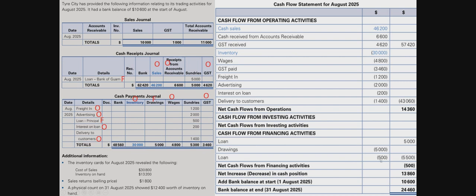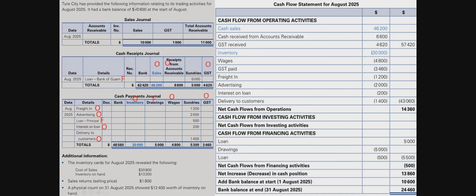The next step after you've done each individual category is figure out the net increase or decrease in the cash position. And that is simply by adding all the net cash flows from each section. So in this case, we add this with this number here. So in the end, we should have 13,860 as our net increase in cash position. Now the bank at start is $10,600. How did we get that value?